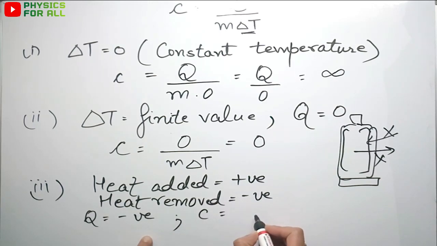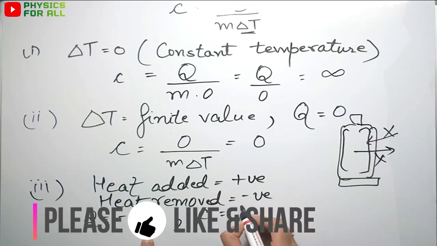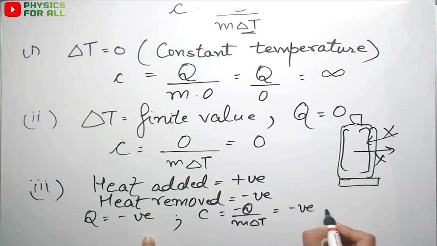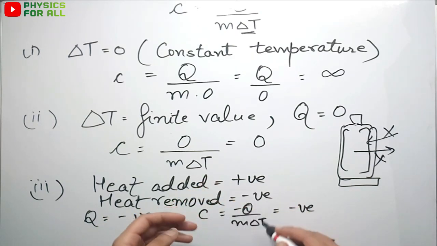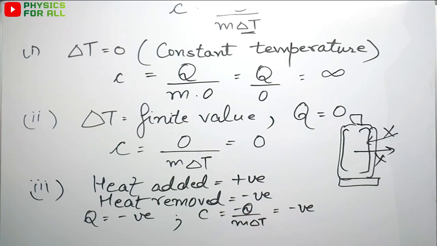So if our Q is negative, this implies C is minus Q by m delta T, and in that case it would be negative. So if heat is being removed from the substance to bring the change in temperature, then the specific heat capacity would be negative. And the example of this is the specific heat capacity of saturated water vapors. To raise the temperature of saturated water vapors, we have to remove the heat. Heat is withdrawn from them. So since heat is being withdrawn, we have a negative sign in our formula, and our C comes out to be negative. So the specific heat capacity of saturated water vapors would be negative.